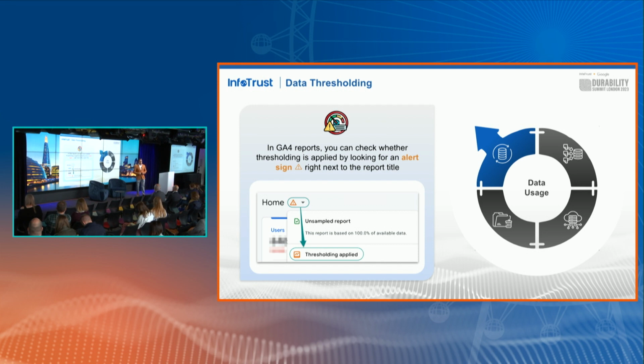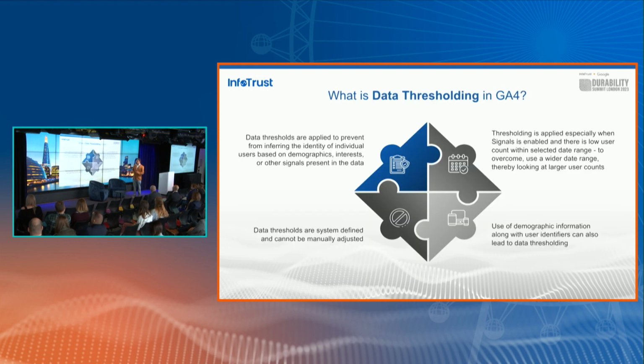You do not want to be able to identify users, especially right now when everyone is more focused on privacy and not very sure whether to trust an organization with their data or not. Google has made sure there are ways in which you cannot identify a user, especially when you're selecting maybe a small date range with a limited number of users. So it keeps some data away and displays just a filtered set of data, right? So that's data thresholding. You cannot manually adjust that.